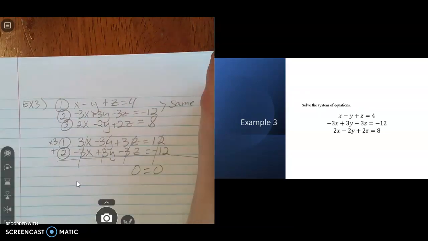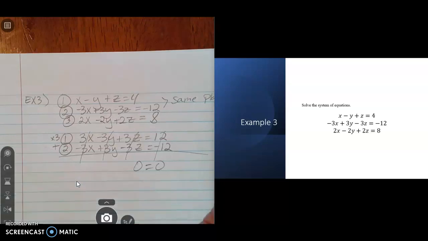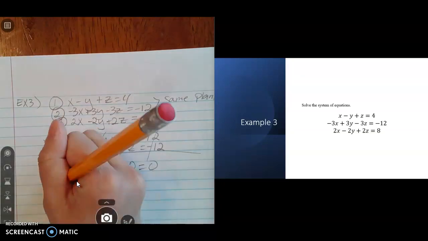Okay? So the thing is, though, that we do have a third plane. We need to see, is it the same? Is it intersecting to form a line with those two? Or is it parallel to them? Okay? So let's look at 1 and 3, okay?